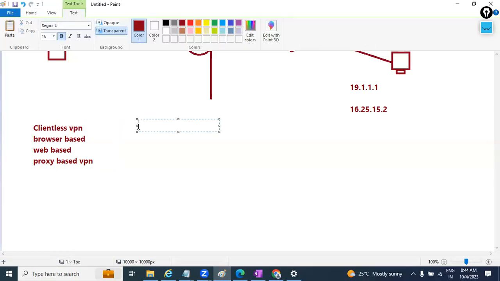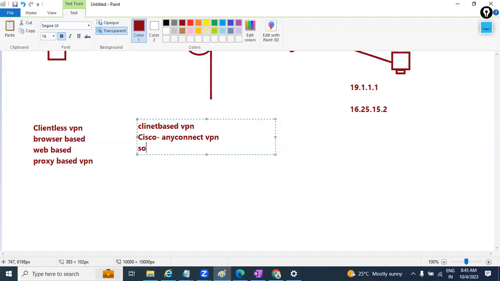Second, we have client-based VPN. Okay, so the client-based VPN in the term of Cisco, we call it again AnyConnect VPN. Which VPN here? AnyConnect. AnyConnect is what? What is AnyConnect actually?